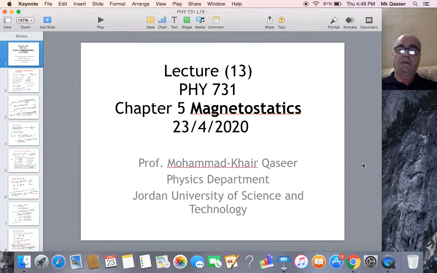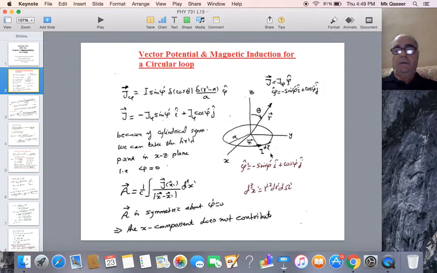I'll give an example first to find the magnetic field for a circle located in the XY plane carrying current I. I want to find the magnetic field at any point in space.